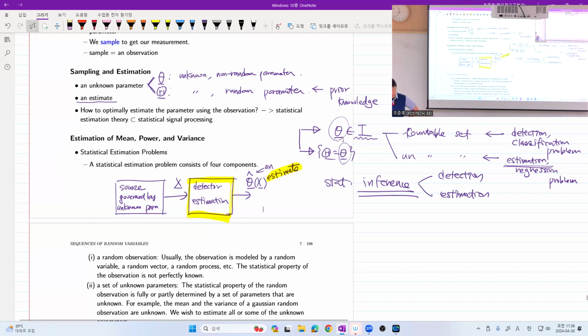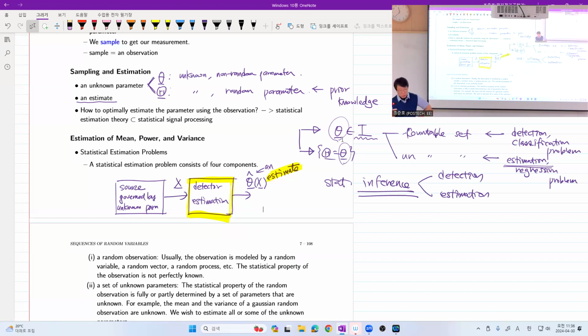About detection, you can take other courses like the statistical communication course or statistical signal processing. So in this section, we focus on estimation, especially of non-random parameters.